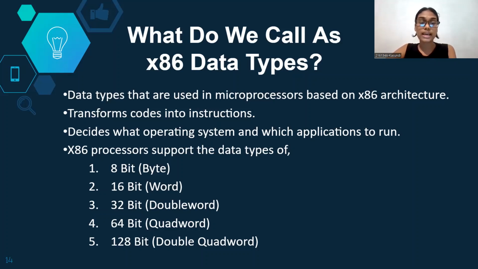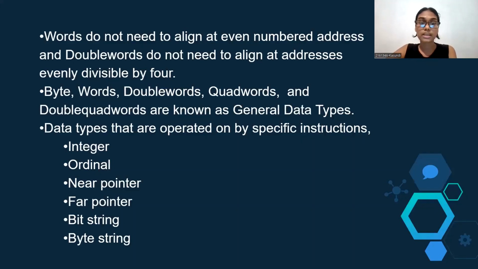x86 processors can handle data types of 8 bits, which we call a byte, 16 bits, a word, 32 bits, a double word, 64 bits, a quad word, and 128 bits, a double quad word. For the purpose of maximizing flexibility in data structure and using memory space effectively, words do not need to be aligned at even-numbered addresses, and double words do not need to be aligned at addresses that can be divided by 4.